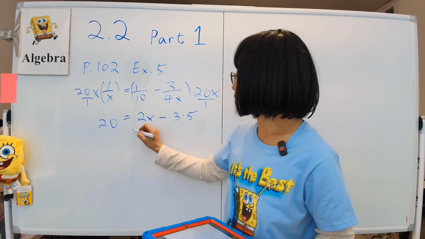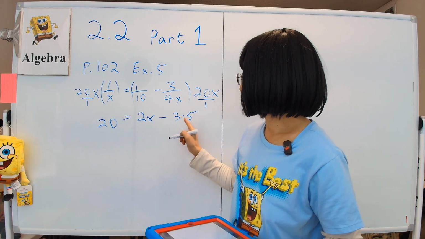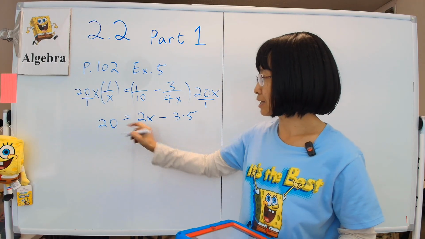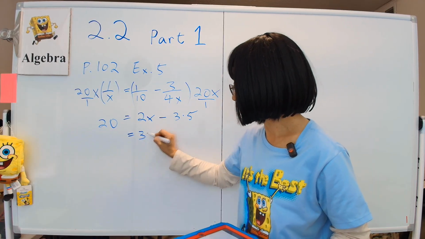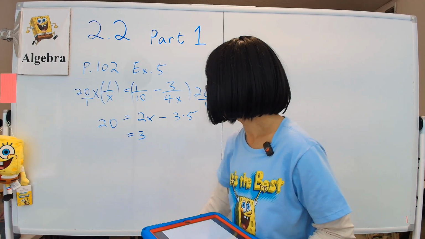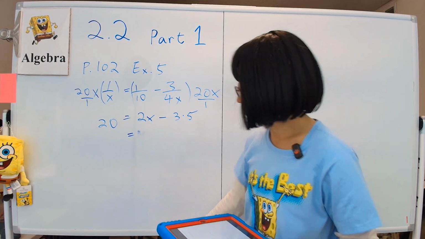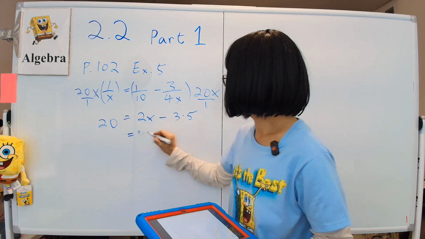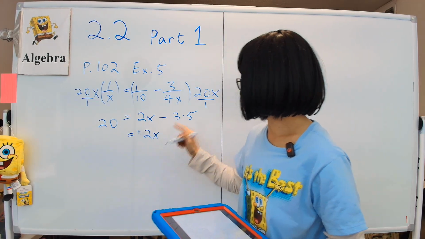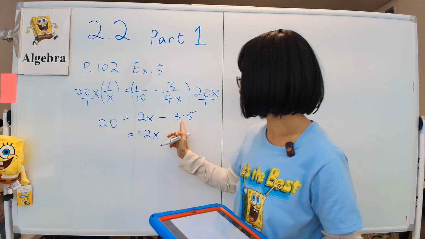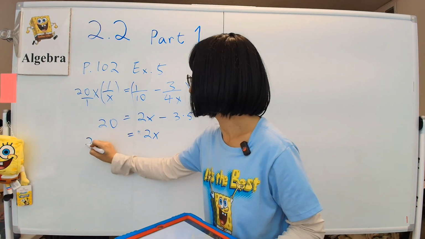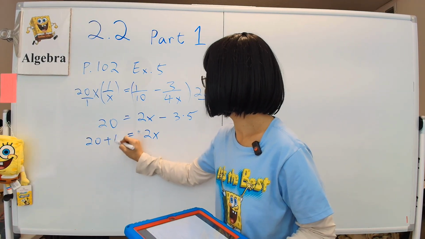Okay, so having said that, let's kick this thing to the other side, because our x is on this side. Oops, why did I write 3? It's 2. So 2x is on this side. Then we'll kick this 15 to the other side. It becomes 20 plus 15.